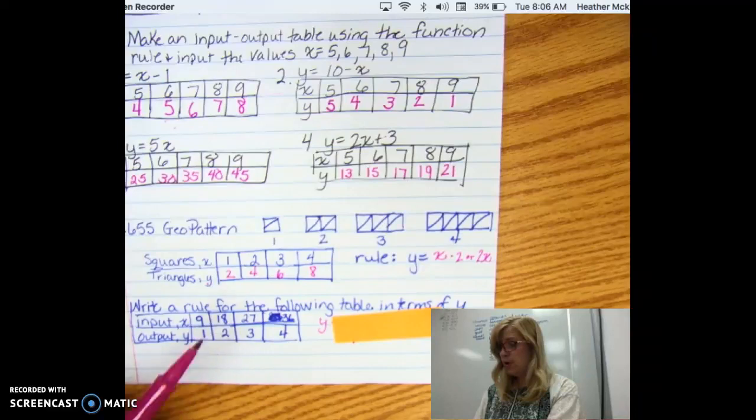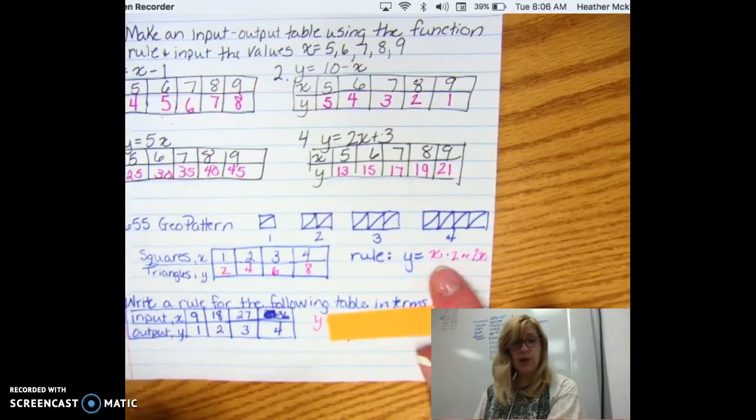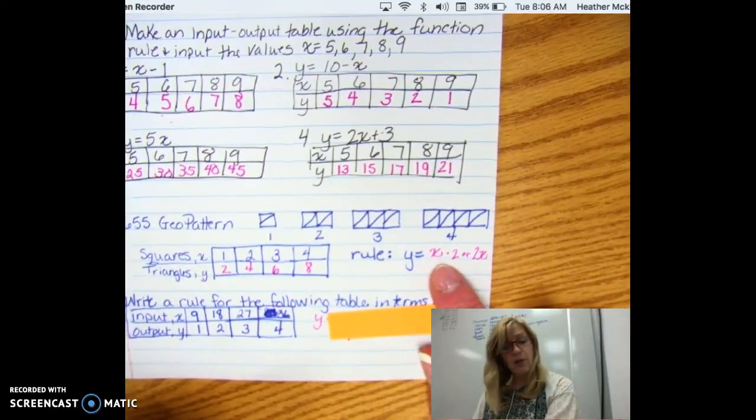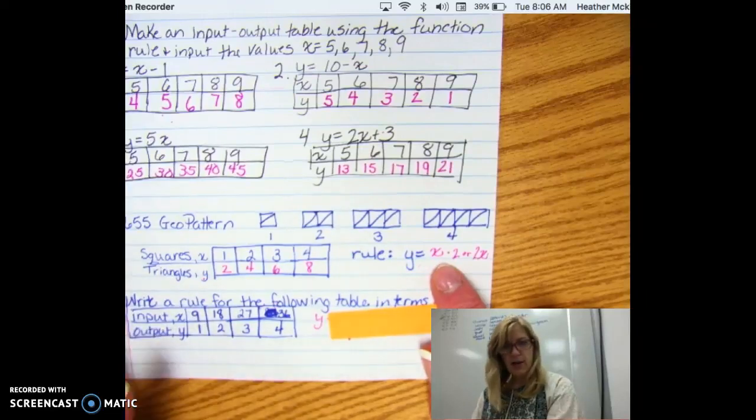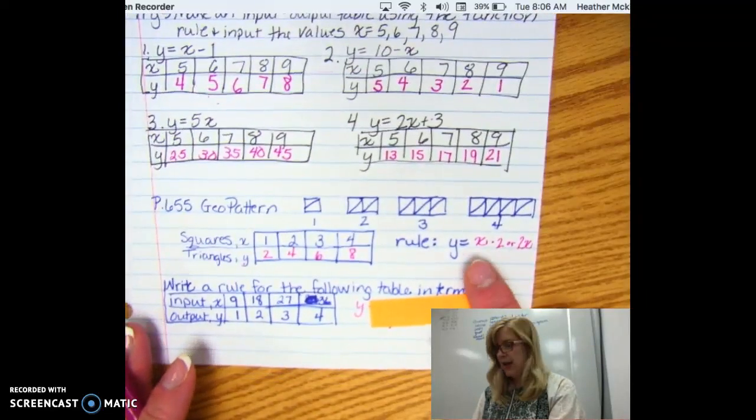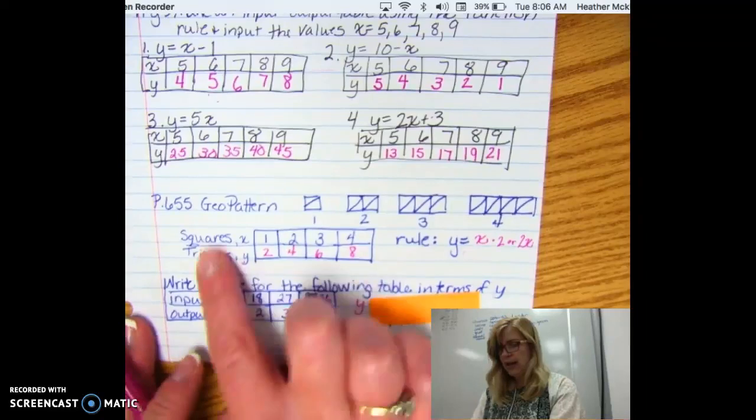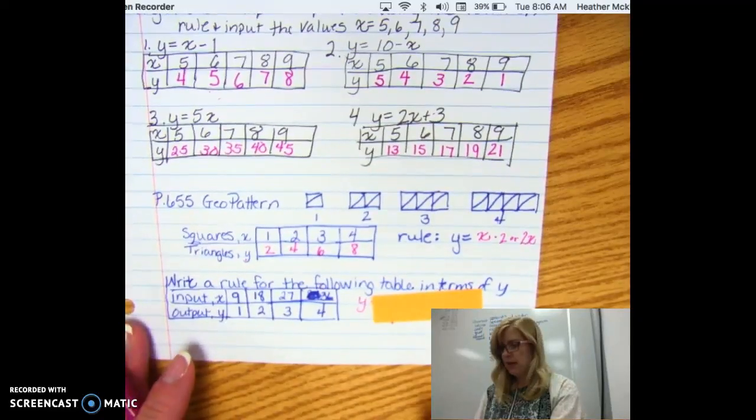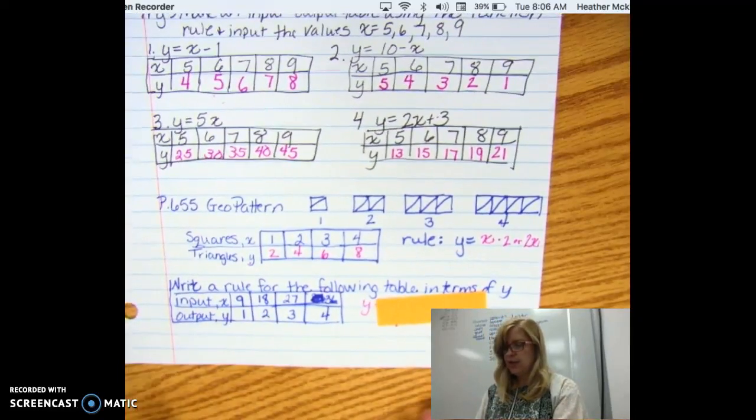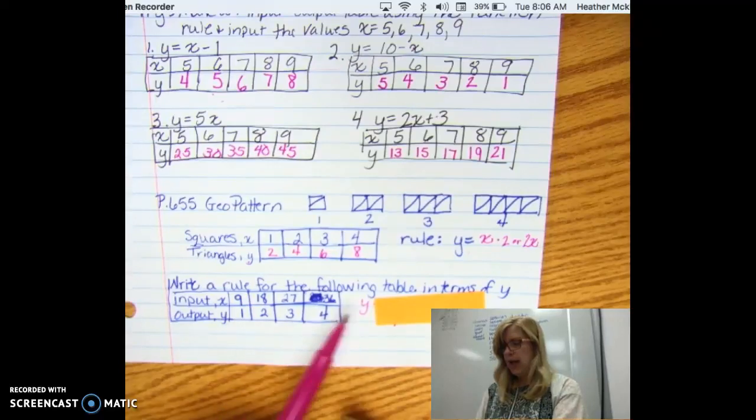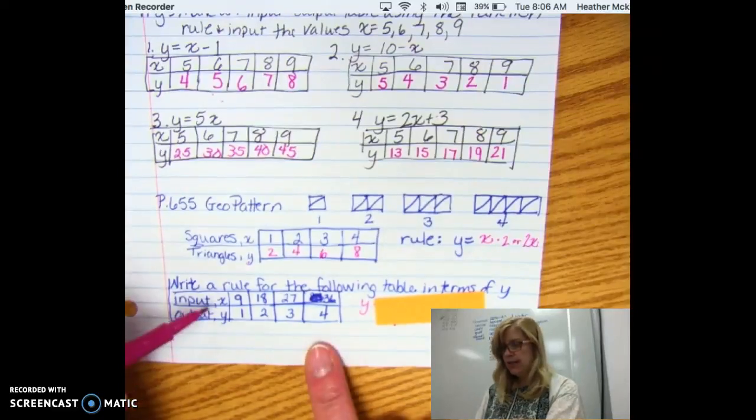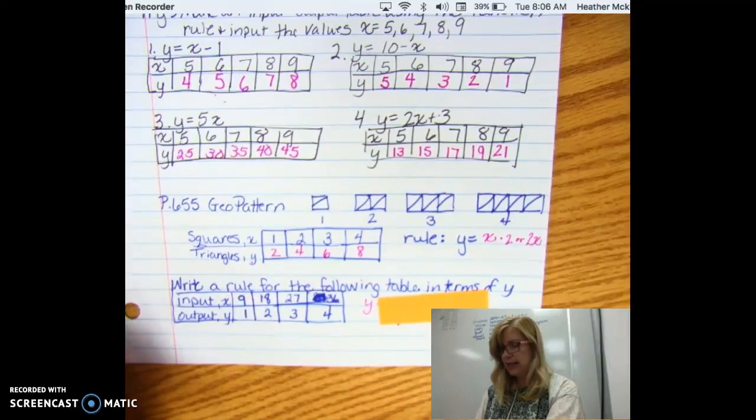So again, you could put any number in here. You could put 1,123,000 if you wanted to. Doesn't matter. You just need to make sure that you follow the same rule in your input-output. The last thing you're going to need to do is look at an input-output table and write a rule for what you see going on here. So let's see if we input a 9, we get out a 1. If we input an 18, we get out a 2.